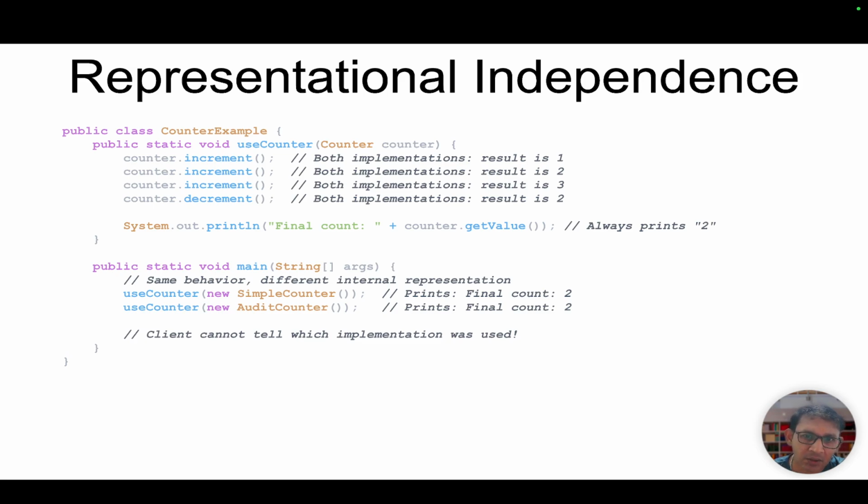Now, why is this audit counter approach realistic? This is actually how many real systems work. They keep separate counts of operations for audit trails. You want to know not just the final result, but how many times each operation was performed. Yet, from the client's perspective, it's still just a counter that counts up and down.